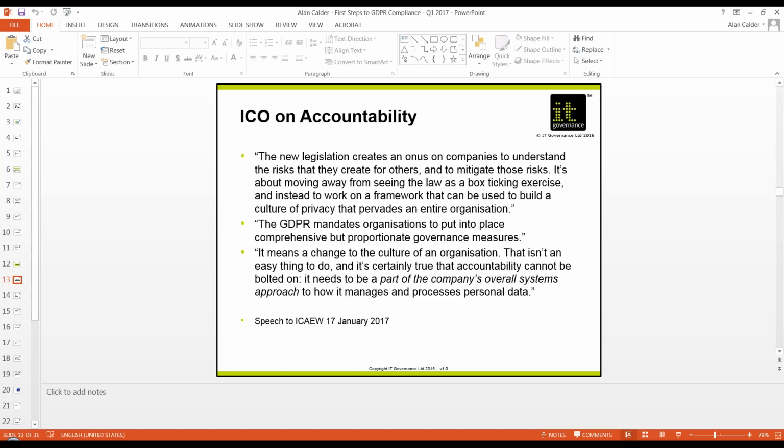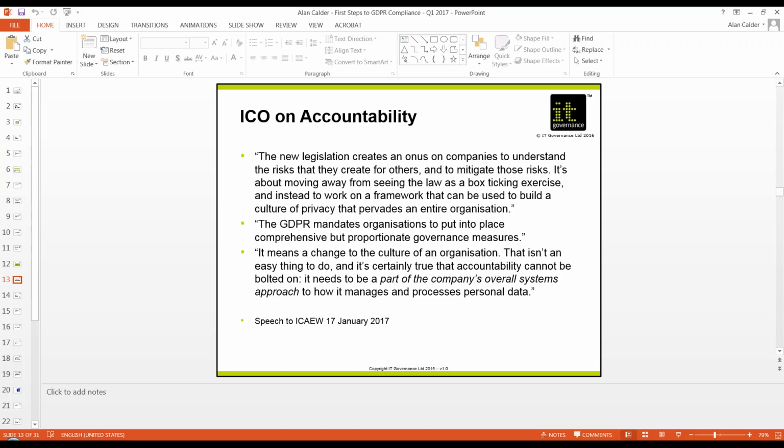GDPR, she says, mandates organizations to put into place comprehensive but proportionate governance measures. That means that the board needs to be paying attention. This is not something which simply the head of IT or somebody else has to deal with. Governance means board oversight. It means board awareness. Think of health and safety and the way in which health and safety is dealt with inside most organizations, and that gives you a parallel for how personal data, personally identifiable information should be approached.